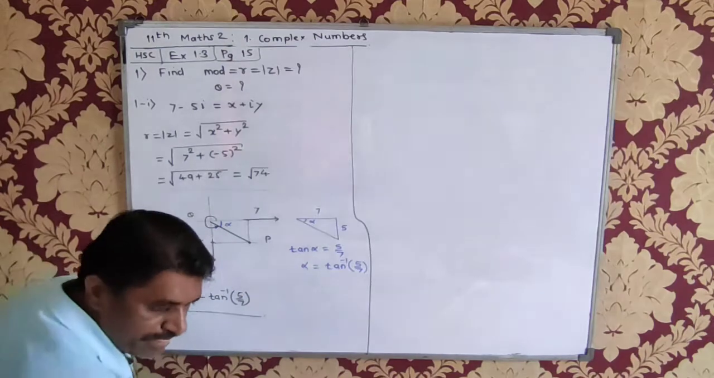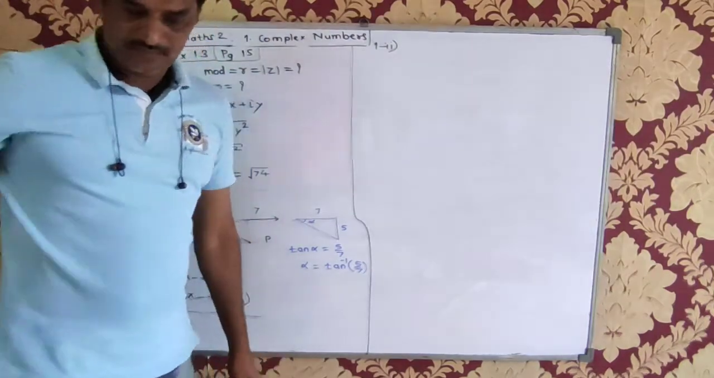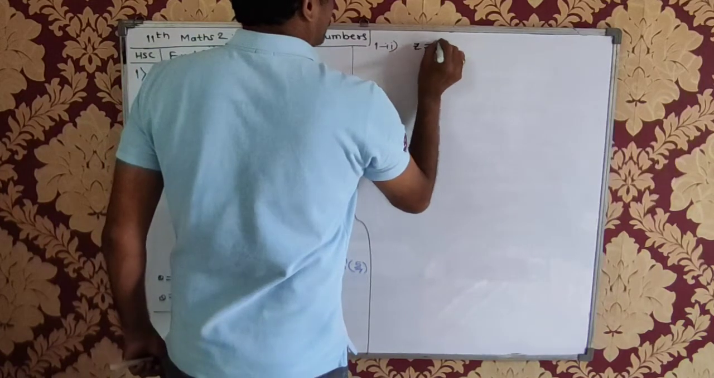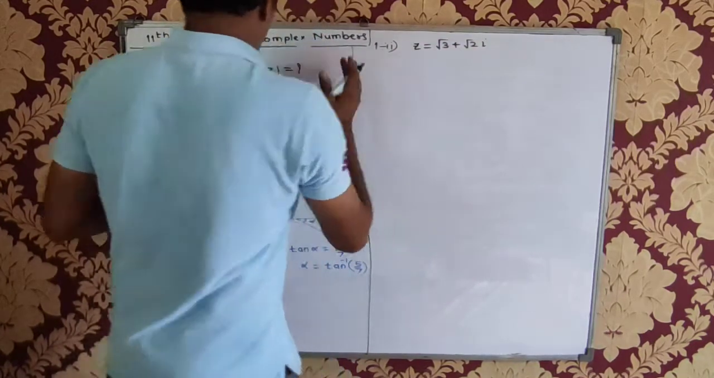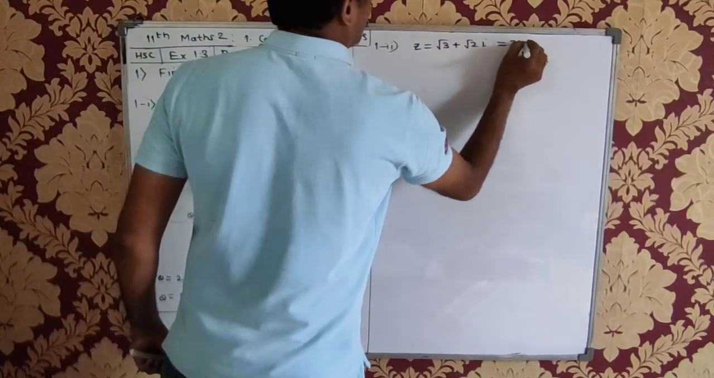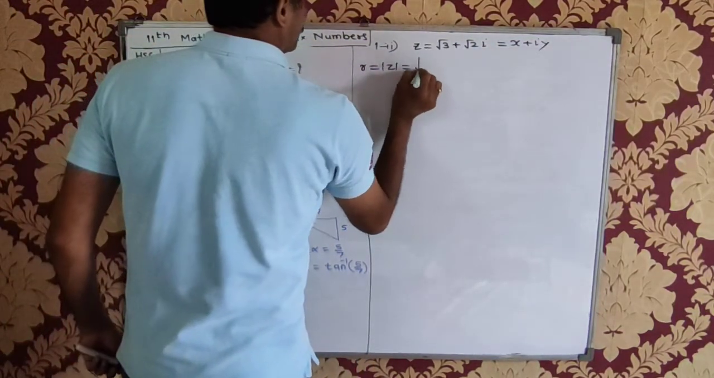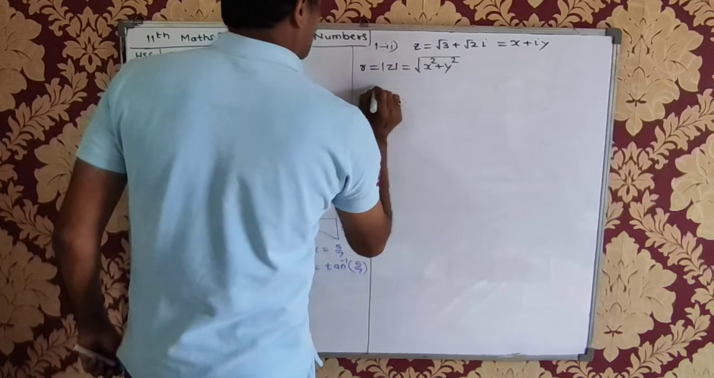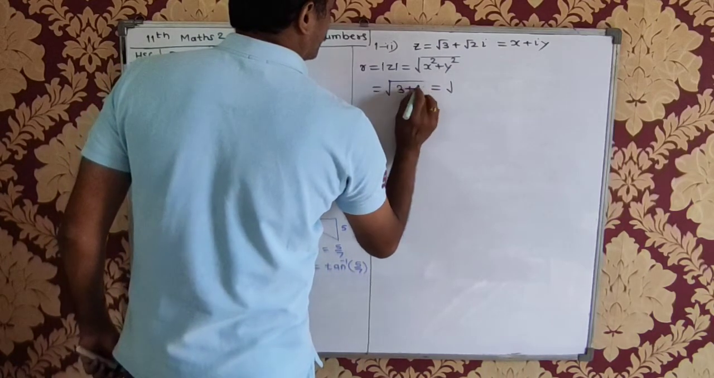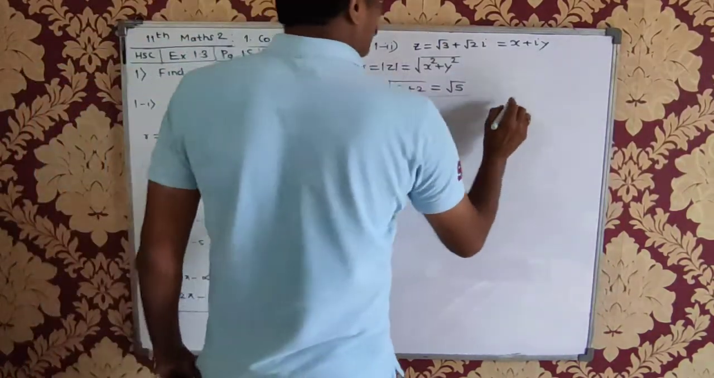Sub part 2: z is equal to root 3 plus root 2 i. Now the process is all the same. That is equal to x plus iy. So r is equal to modulus of z, which is equal to square root of x square plus y square. That is equal to square root of 3 plus 2, that is root 5. Yes, this is the modulus. It's in the first quadrant.